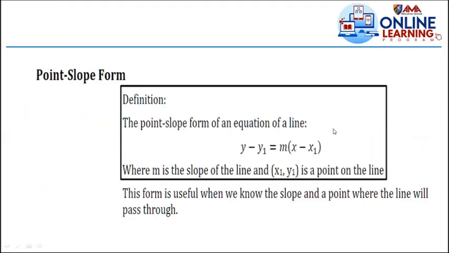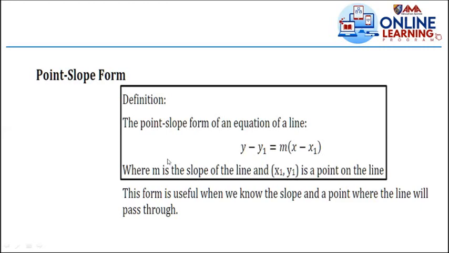So next we have another application. We call this one the point-slope form formula. So this is our definition. The point-slope form of an equation of a line is y minus y1 equals m multiplied by x minus x1, where m is the slope of the line and x1, y1 is a point on the line. This form is useful when we know the slope and a point where the line will pass through.